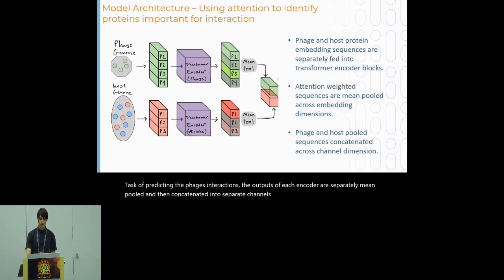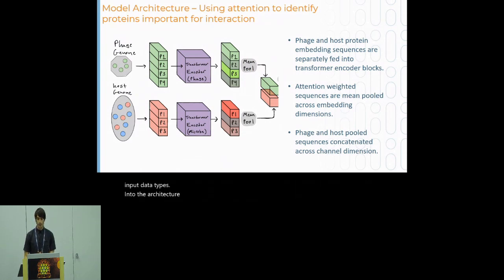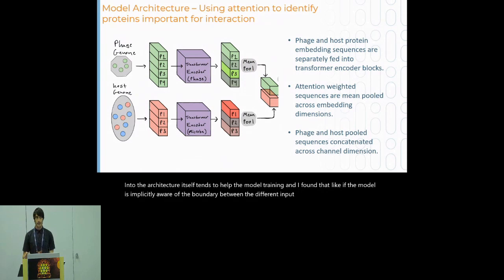I've tried a few variations on this architecture, but I've generally found that incorporating the separation of the different input data types into the architecture itself tends to help the model training. I found that if the model is implicitly aware of the boundary between the different input data, it's easier for it to learn information about the relationship between them.